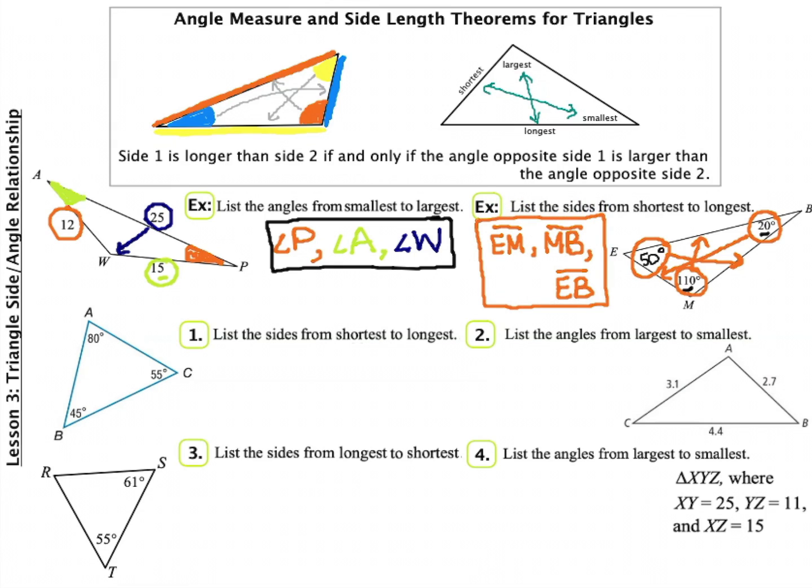Your turn. Try not to rely on looks. Try to follow that theorem about how the angles and the sides are related. And on number 4, I think I would definitely draw a little triangle called XYZ and label those side lengths. That'll make that one a lot easier.